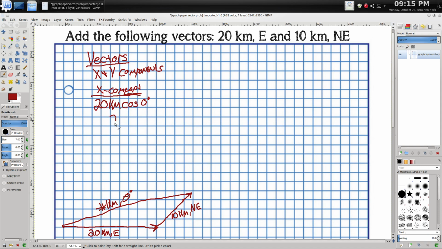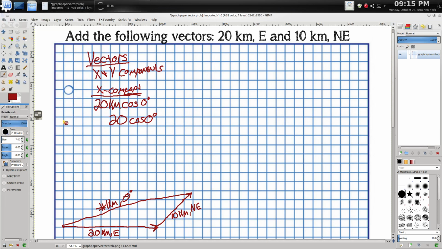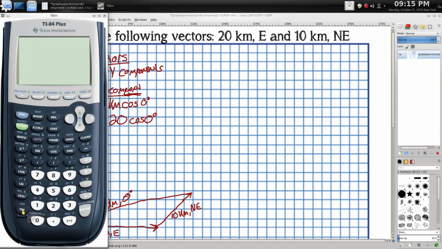Now, we need to enter this into the calculator, but this looks kind of weird. So what we'll do is we'll enter it in this way in the calculator: 20 cosine 0 degrees. All right, so let's do that, okay? Let's take our handy dandy cheatulator and punch that in. All right, we've got 20.